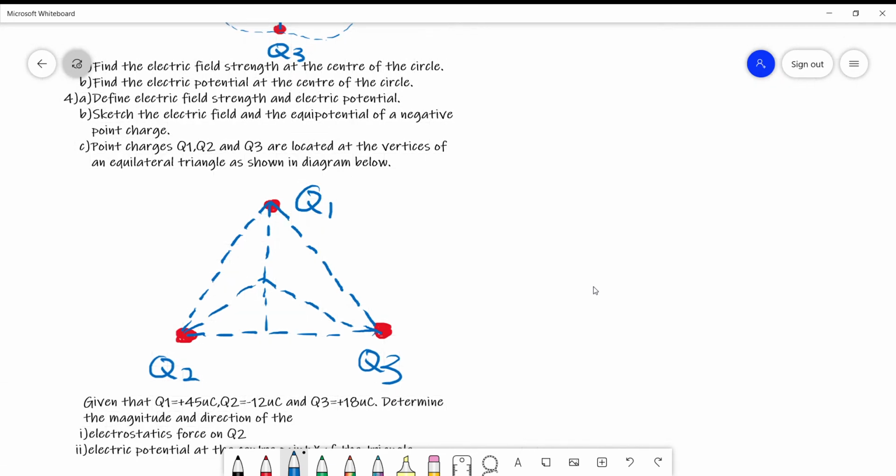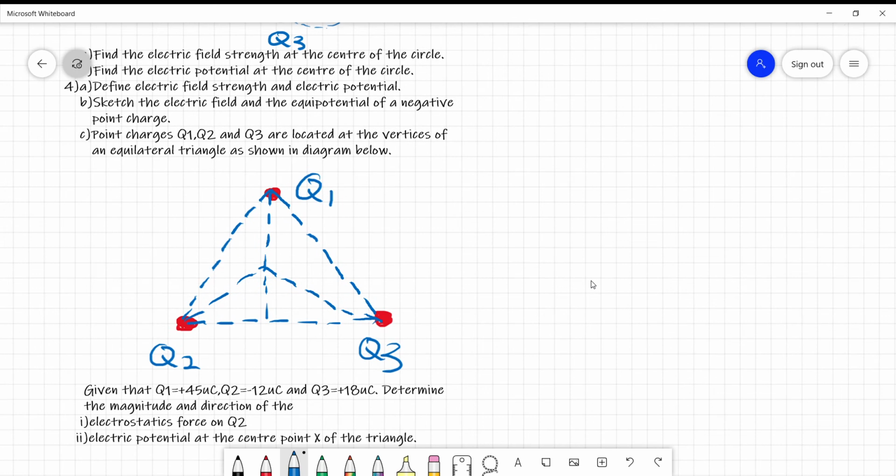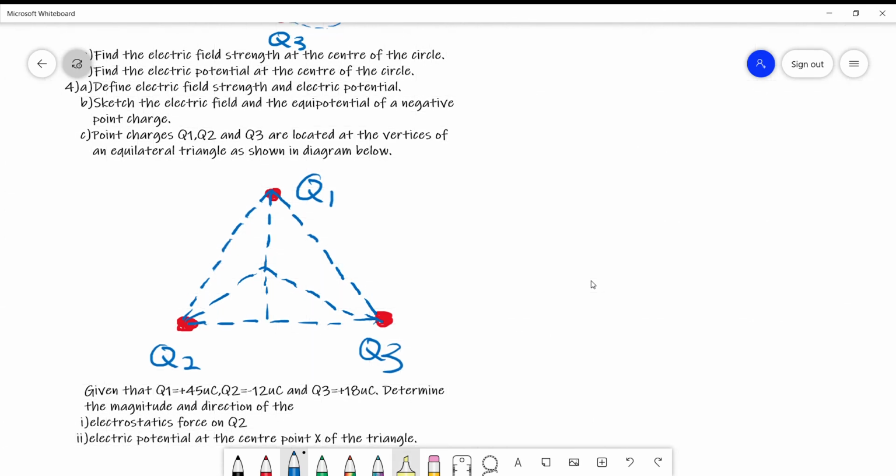So I think this will be the last question. All right, let's move on to question number 4. Define the electric field strength and electric potential.